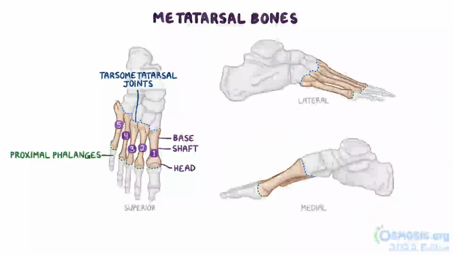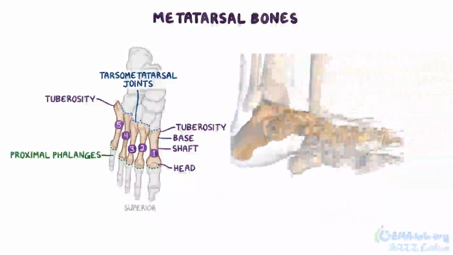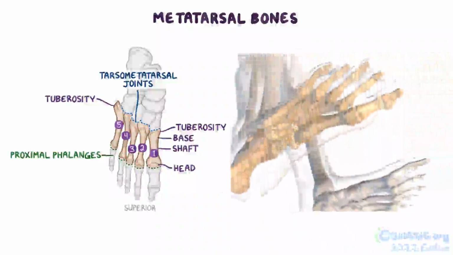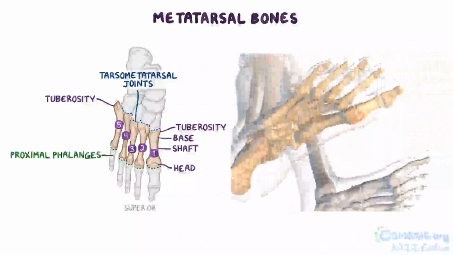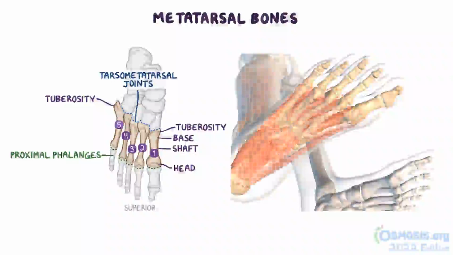Some rather fun facts about them include the fact that the bases of the 1st and 5th metatarsals have large tuberosities for tendon attachment, and that the tuberosity of the 5th metatarsal projects laterally over the cuboid. And finally, on the plantar surface of the head of the 1st metatarsal, there are 2 miniature bones, the medial and lateral sesamoid bones, and they're embedded in the tendons passing along the plantar surface.